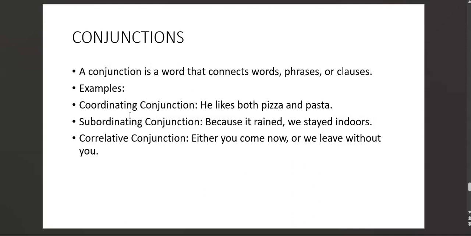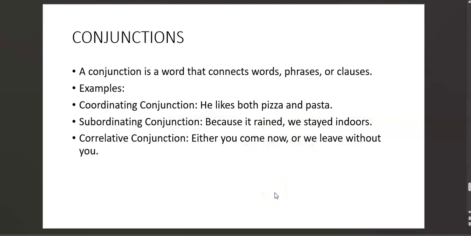So you can choose to divide the sentence. You can simply cut the sentence into two equal parts. She likes pizza and she likes pasta. But because we want to make it easier and bring it together, we say she likes both pizza and pasta. Now, subordinative conjunction. I gave an example here.